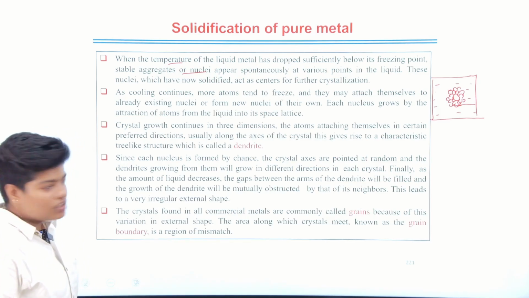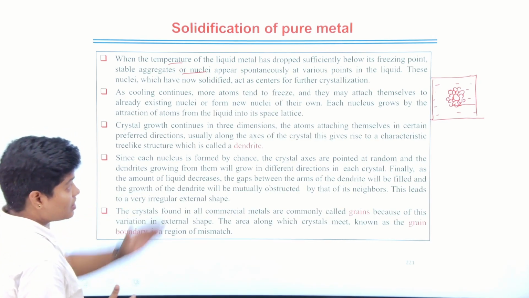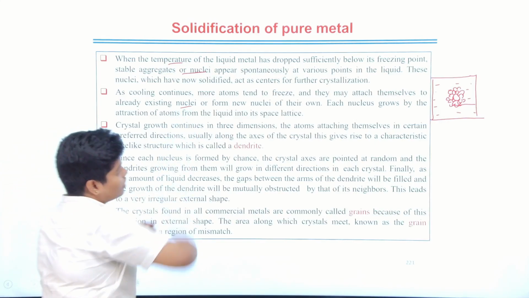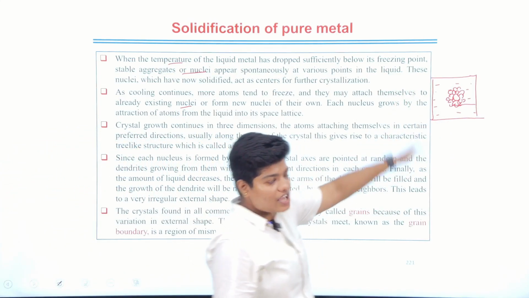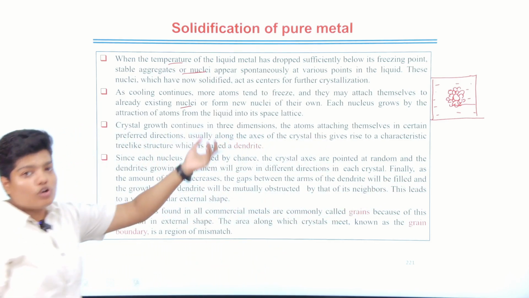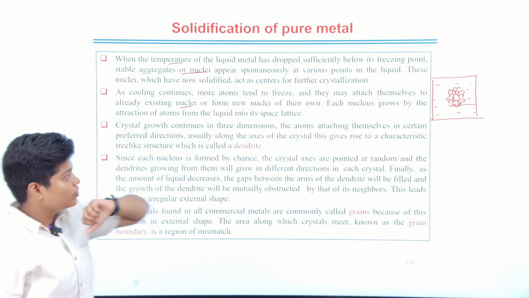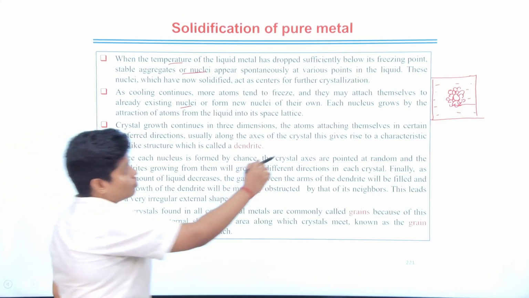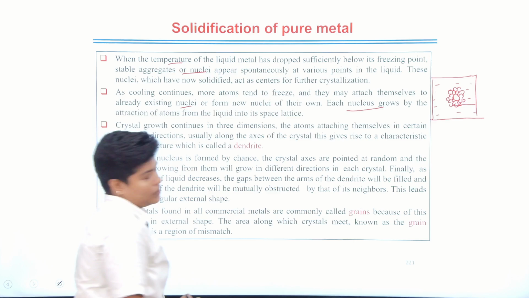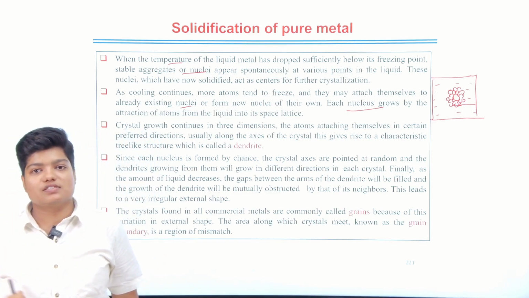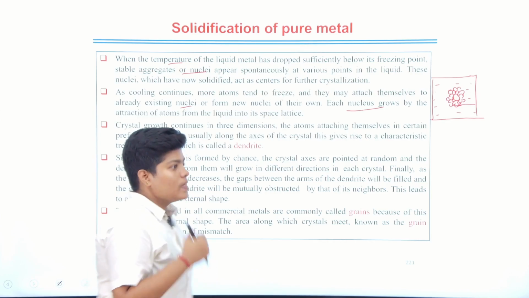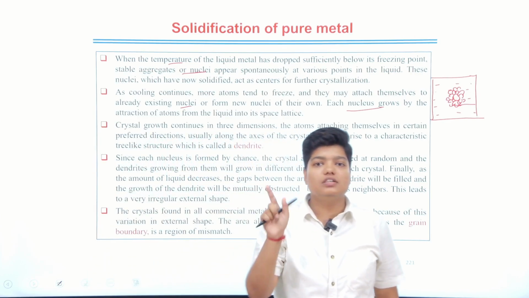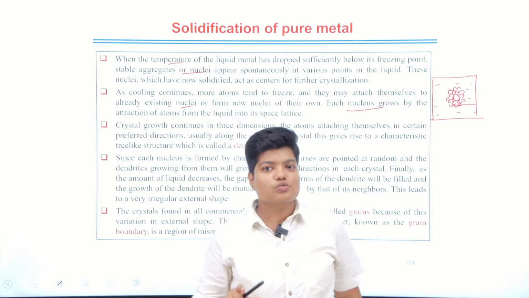As cooling continues, more atoms tend to freeze and they attach themselves to already existing nuclei. Already one stable nucleus is formed. As we continue the undercooling process, more nuclei will attach to that stable nucleus, so that nucleation growth will happen, and form a space lattice. Remember, the nuclei formation will happen in 3D. That is known as space lattice.